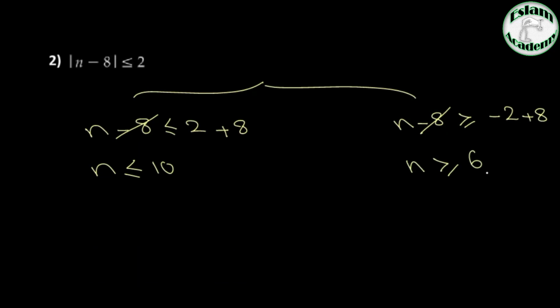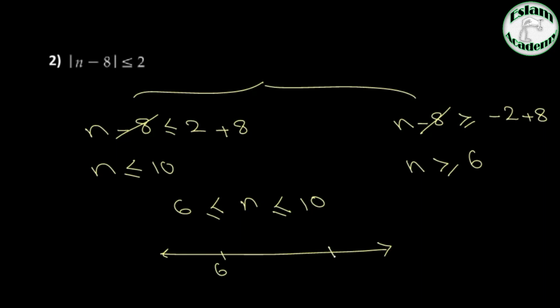There is a number more than or equal to positive 6 and less than or equal to 10, so we can write n more than or equal to 6 and less than or equal to 10. And that is the graph of the solution. That's 6 and that's 10. 6 and 10, both of them are closed. Then we'll share the part between them.